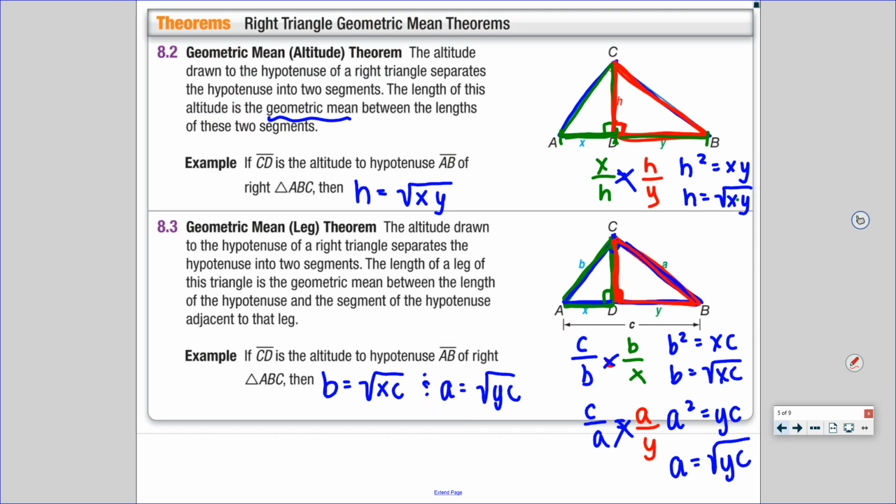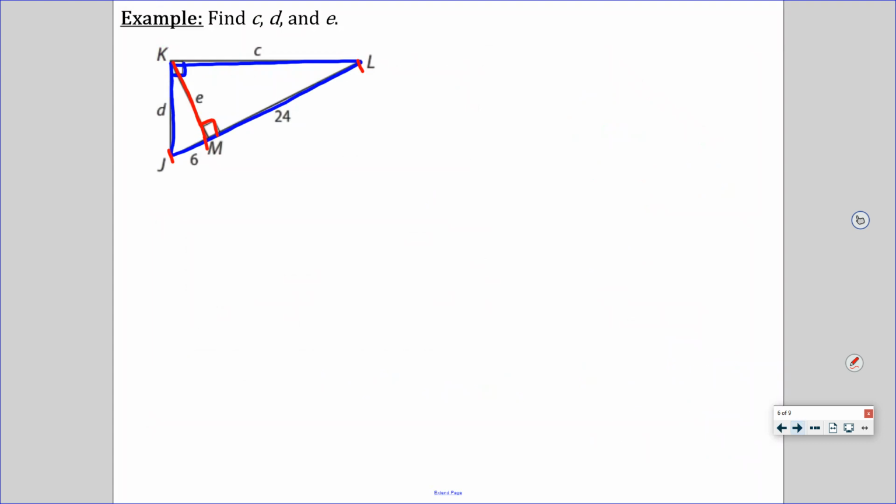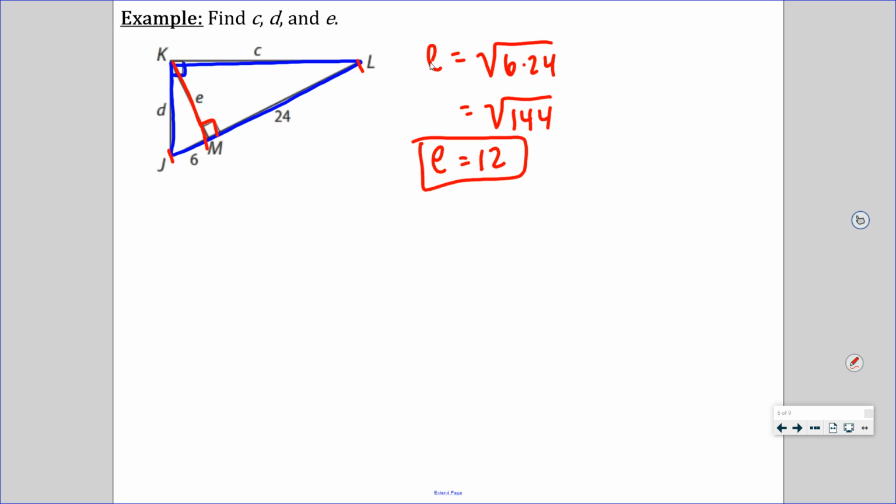So for that first theorem we talked about, the altitude theorem, I know the altitude is the geometric mean of the two segments that it splits the hypotenuse into. And I know geometric mean is the square root of the product of the numbers. 6 times 24. Right now I'm going to start finding E. 6 times 24 is 144. Perfect square, E is 12. All right, there's my altitude theorem because E was an altitude.